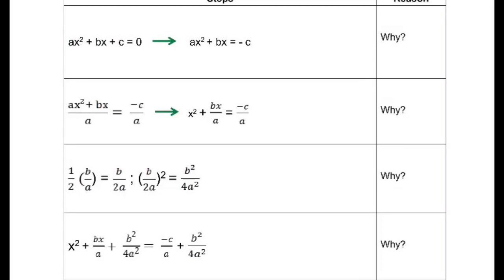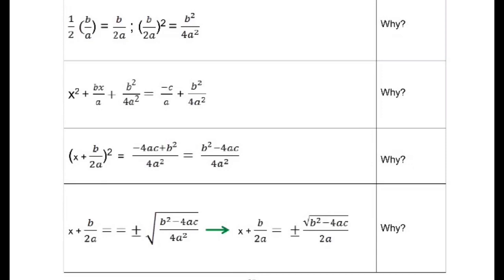The next step in completing the square, we're going to add to both sides the square of 1/2 the numerical coefficient of x. Here, the numerical coefficient of x is b over a. So the third step is 1/2 of b over a, that will be b over 2a. Then we square it. So b over 2a squared is b squared over 4a squared. This is the value that you're going to add to both sides of the equation. So in the next step, x squared plus bx over a plus b squared over 4a squared is equal to negative c over a plus the same b squared over 4a squared.